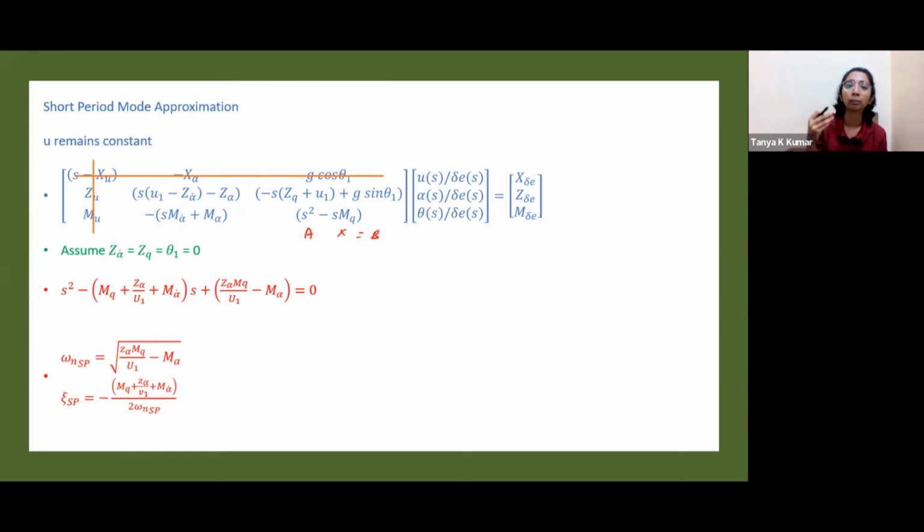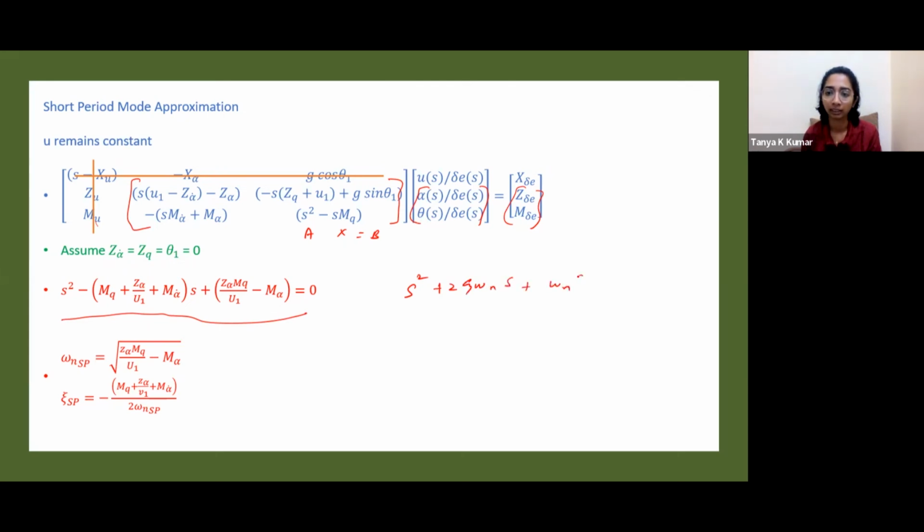So in short period mode, you assume the perturbed u to be small over the entire duration. When you assume it to be constant, there is no change, you can neglect the first row and the first column. So your final equation would be a 2 cross 2 matrix. It will be this and z delta. Further assumptions that we make are z alpha dot, zq, and theta 1 are all 0. When you substitute these assumptions, the characteristic equation for short period mode is given by this. Then you equate it to a typical second order s square plus 2 eta omega n s plus omega n square, and you get omega n for short period mode as this, and damping ratio for short period mode as this.